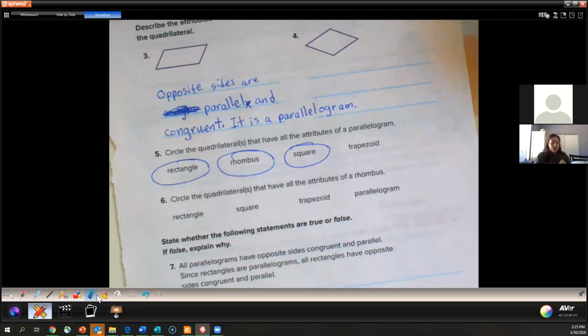All right, so we're gonna go ahead and skip number 6 because we already showed an example on number 5 as to what we want you guys to do on those kinds of questions. So let's go ahead and go over number 7.